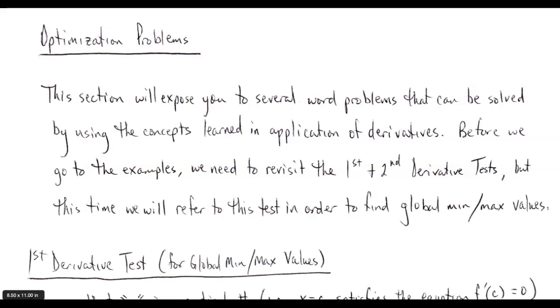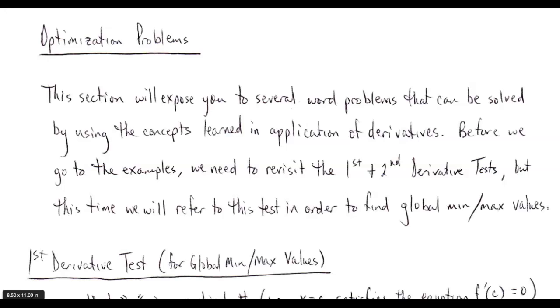So another way of putting what it is that we are about to do is we are going to be doing word problems where we're going to be using either the first and/or second derivative to help us to be able to maximize or minimize something.